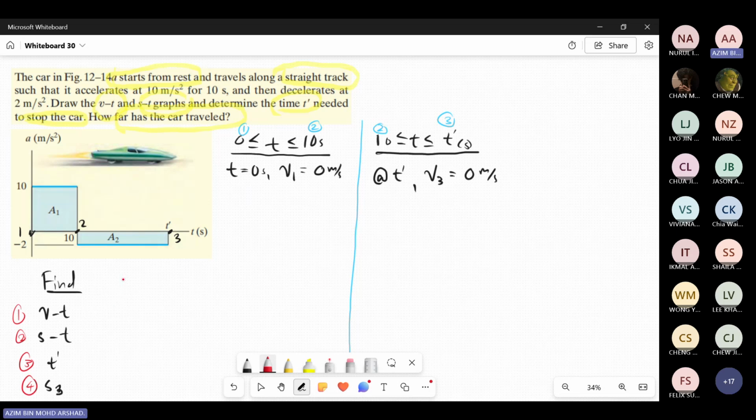And then what else? From 0 to 10 seconds, the car accelerates at 10 meters per second squared, so a equals 10 meters per second squared. And in the second range, from 10 to t prime seconds, the car decelerates at 2 meters per second squared. Decelerates means that it is slowing down, so a equals negative 2 meters per second squared. Acceleration is pecutan. Deceleration is the opposite of pecutan, negative acceleration. So these are all the information that we have.